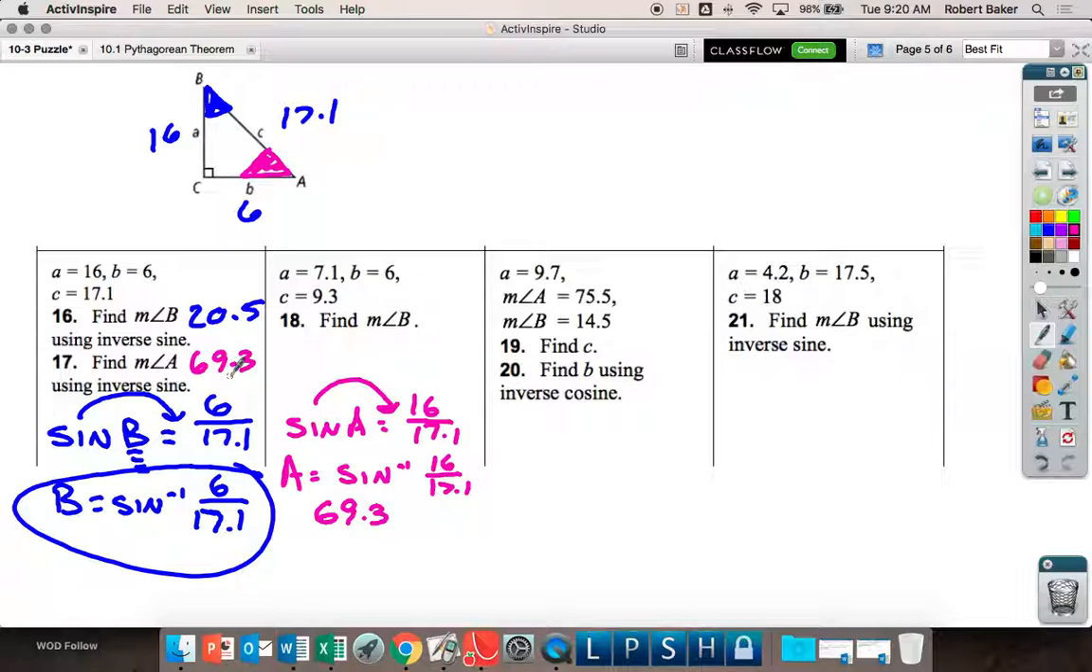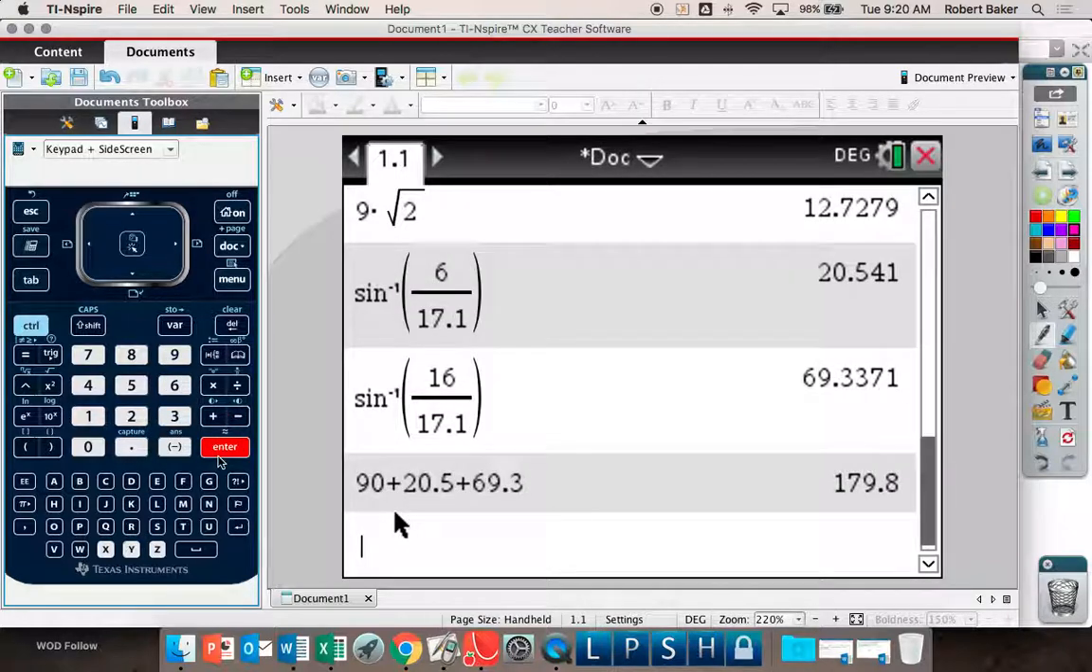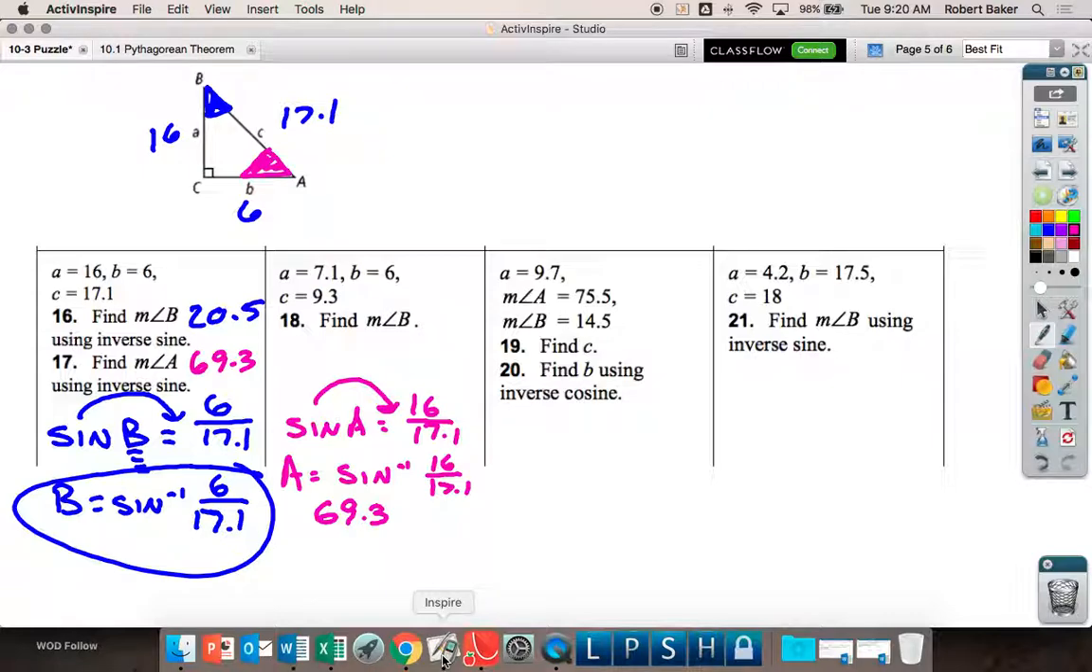Here's why. We got 20.5 and 69.3. 90 plus 20.5 plus 69.3. Oh, so close to 180, but it's not. Why does that happen? Anybody know why that happens? Because whoever created this problem rounded that number too far. So usually we try to keep it to 4 decimal places. But the sheet just wants 1.